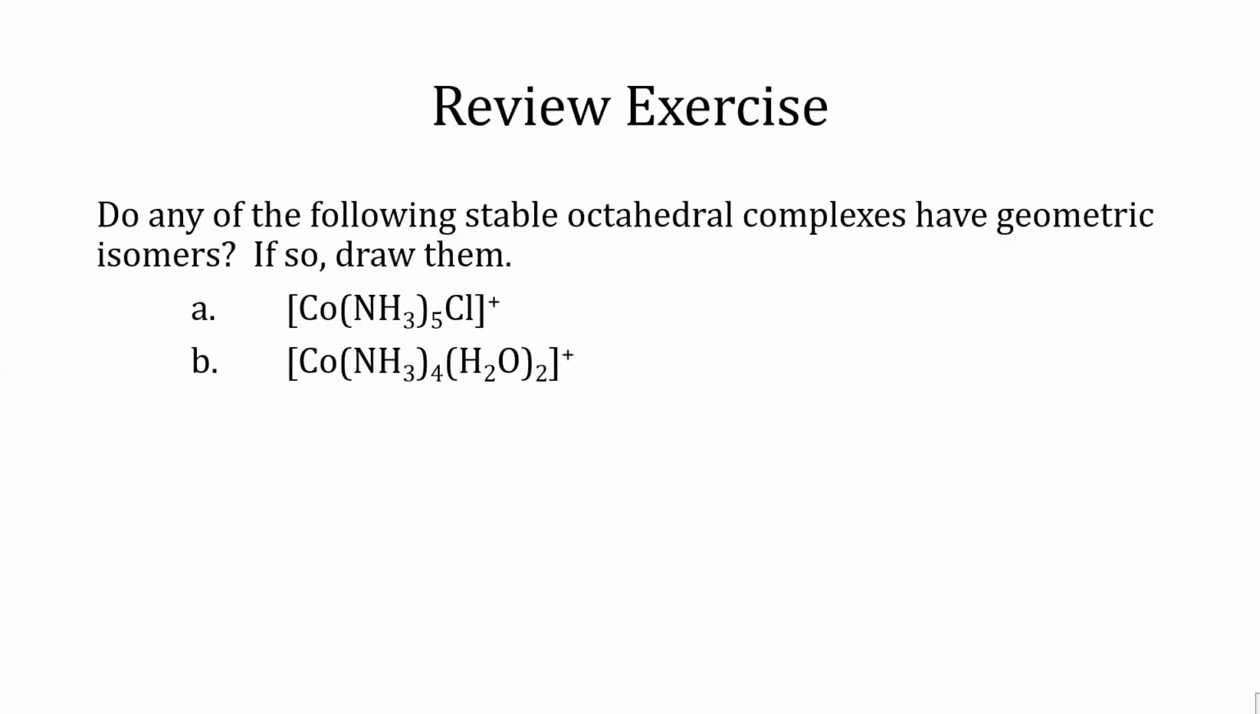Here is a review exercise for you to work on. Do any of the following stable octahedral complexes have geometric isomers? If so, draw them. A. [Co(NH3)5Cl]+. B. [Co(NH3)4(H2O)2]+.